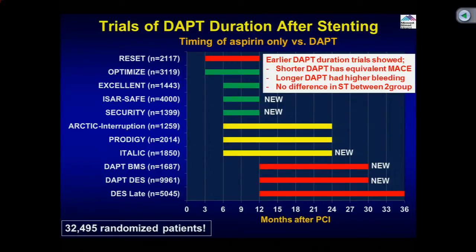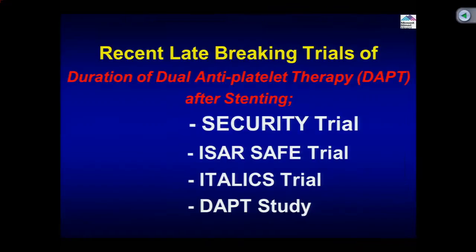Define what is short and long. No, short is basically what is considered so in the trial. In the trial, maybe 3 months or 6 months, or some people compare 12 to 24 months. The shorter duration is your smaller one, could be anywhere from 3 to 12 months, but the key is that it's the shorter duration. What we learned now is that the longer duration caused more bleeding without any ischemic benefit.